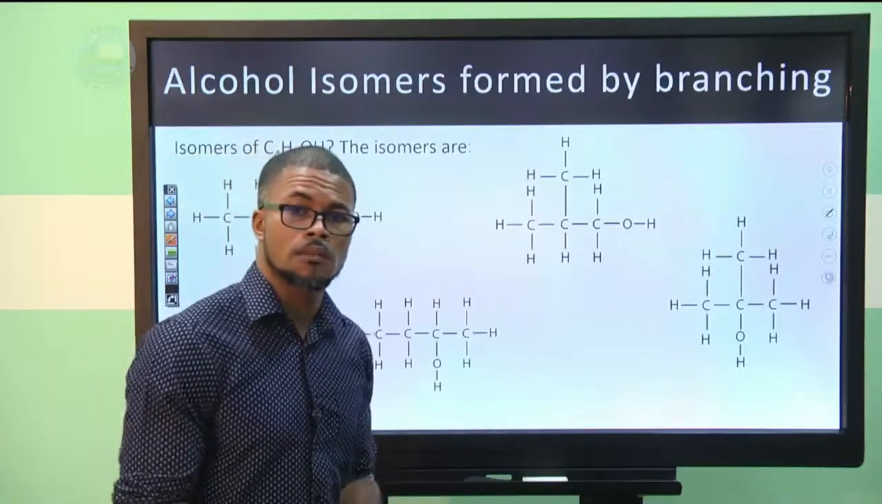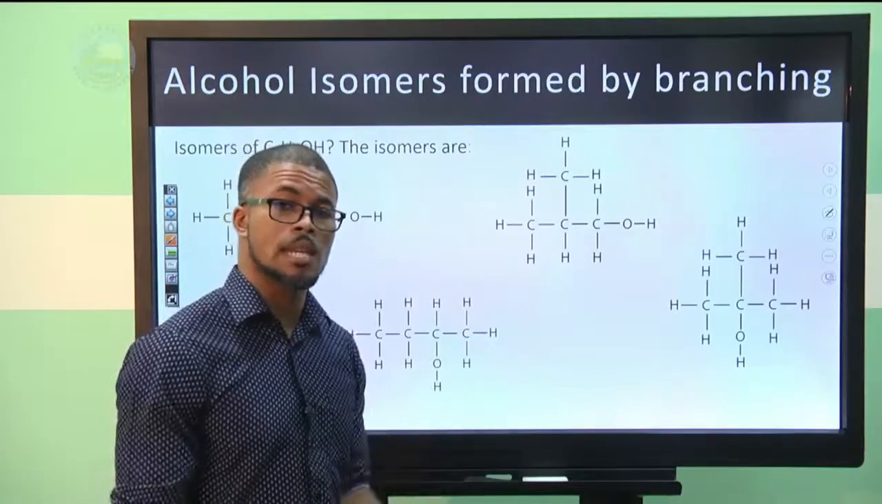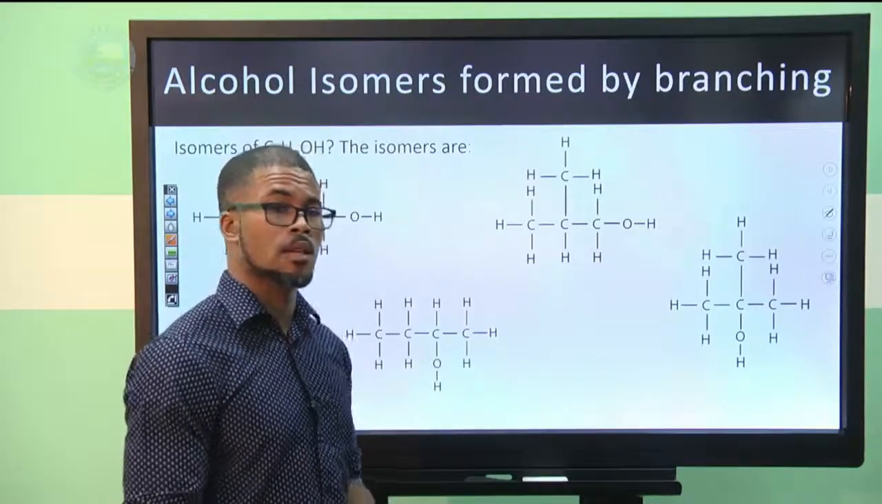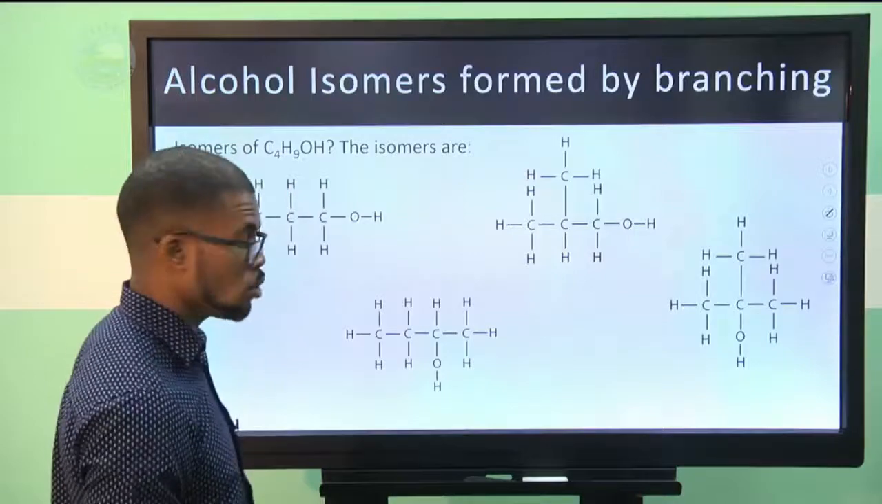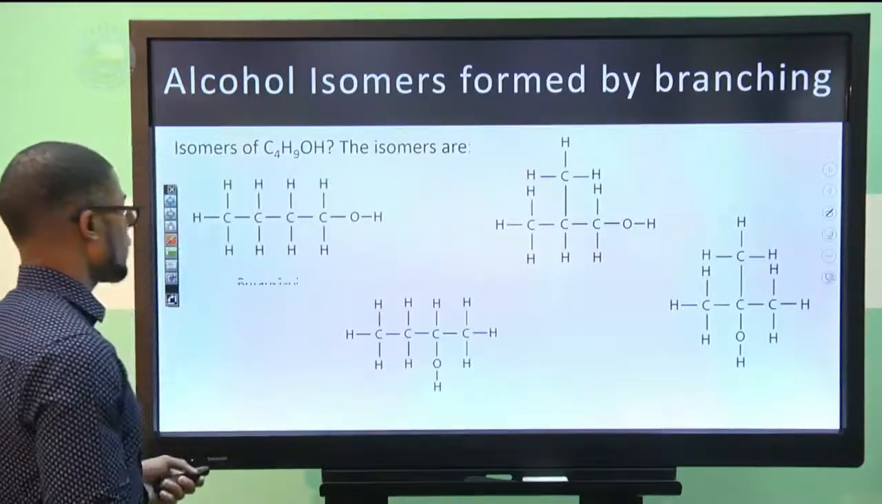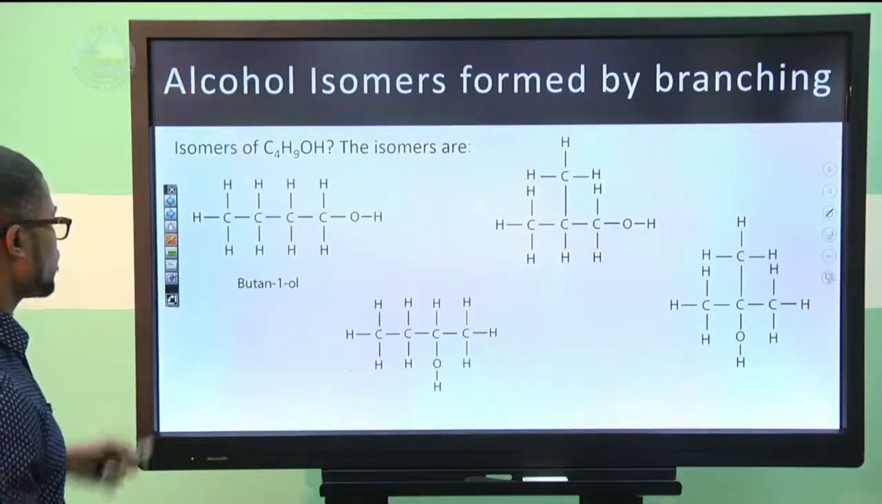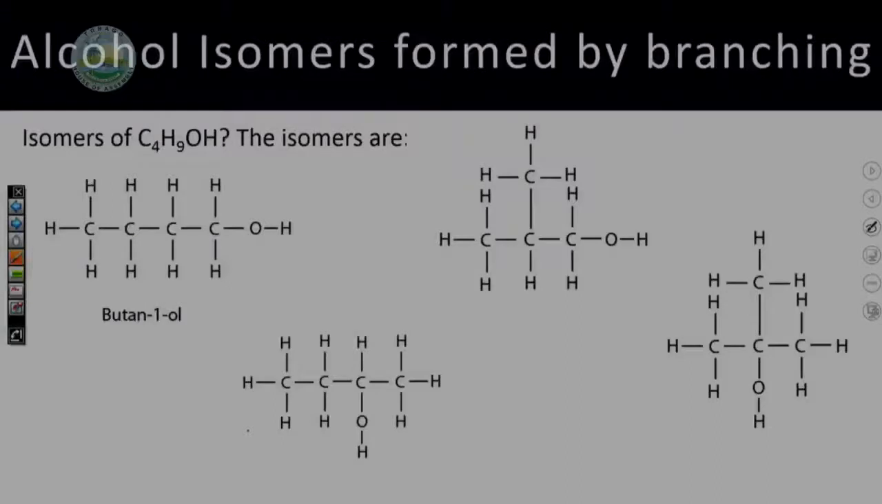What are the names of these isomers? They are not the same, so they're going to be named differently. The molecular formula, C4H9OH, would be the same, but the names are going to be different. The first one we call butan-1-ol. The second we call butan-2-ol. The third we call 2-methyl-propan-1-ol. And the fourth we call 2-methyl-propan-2-ol.